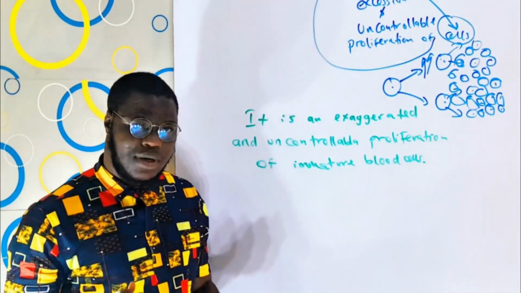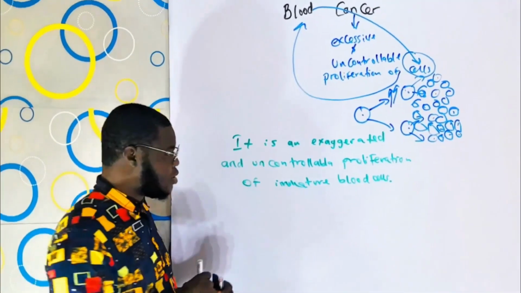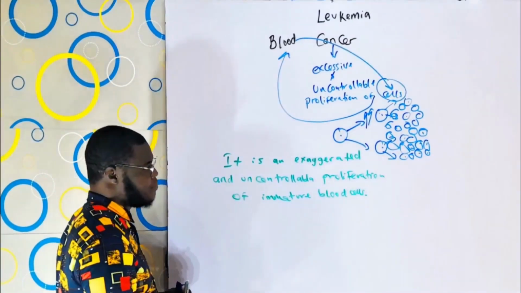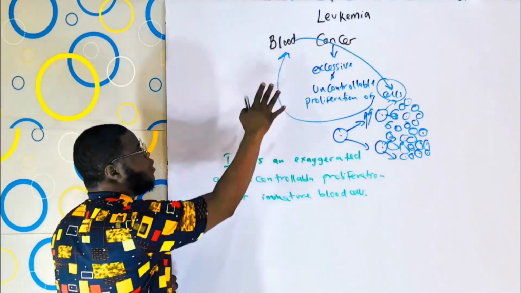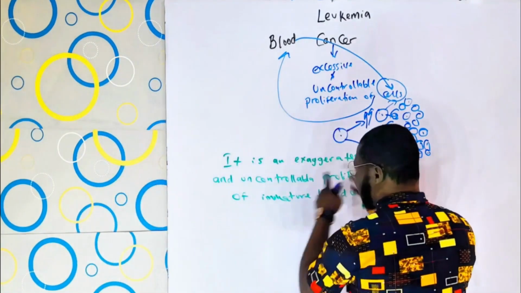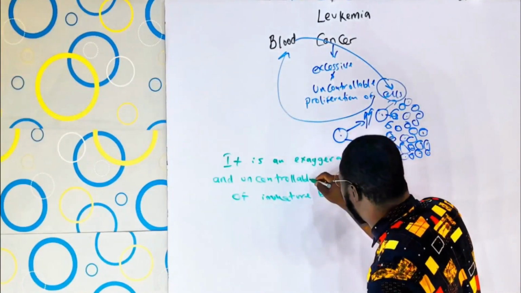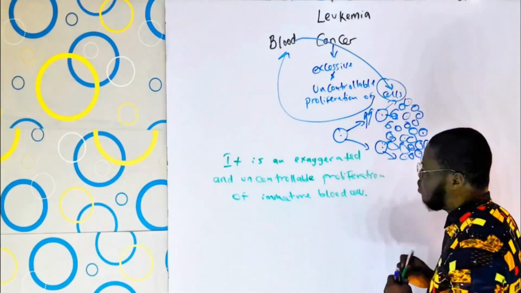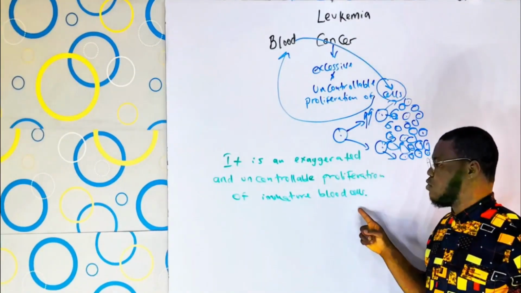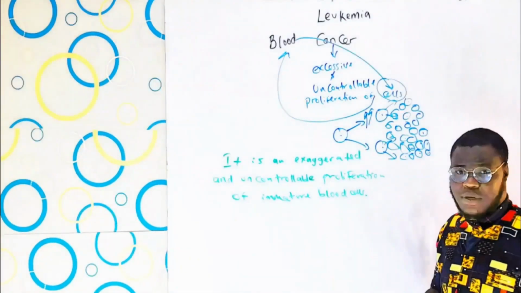Before we proceed, let's take a look at the blood cells themselves. What we can take a look at about these blood cells is that we say blood cancer or leukemia is an exaggerated and uncontrollable proliferation of immature blood cells. The question is, which of the blood cells? Is it white, is it red, or is it the platelet?